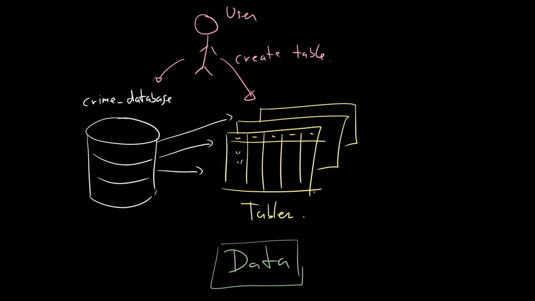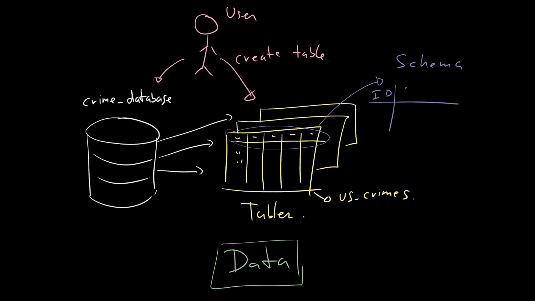And then let's say this table name is US crimes, right? This table will record all the crimes happening in the US. For each table, you could think of it as the columns, but you have a schema. And let's say the schema says you need to have an ID. And then you need to have the description of the crime. And then you also have the name, the person who committed the crime, let's say.